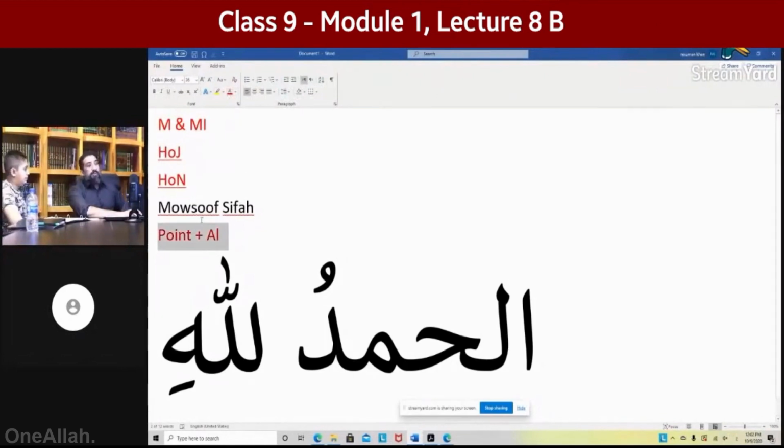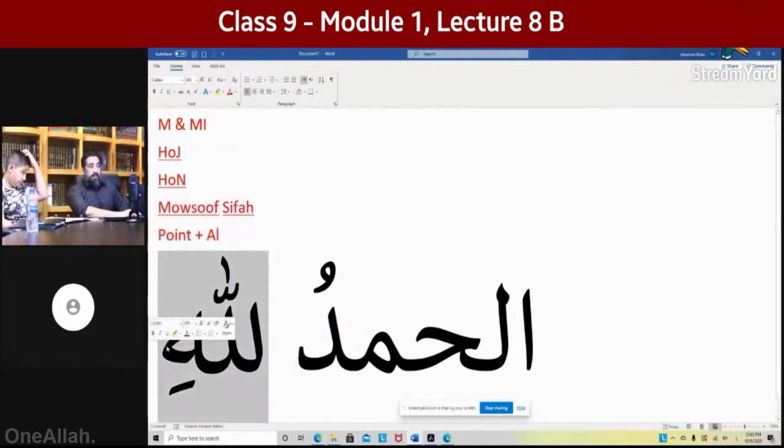Alhamdu: for it to be mawsuf sifa, meaning noun and adjective, there have to be at least 2 isms that have the same 4 properties. There's nothing that has the same properties as alhamdu in this ayah. Nothing. So it's not even mawsuf sifa. There's nothing connecting it to what's coming next.